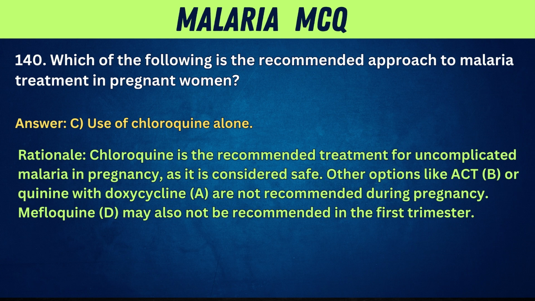Rationale: Chloroquine is the recommended treatment for uncomplicated malaria in pregnancy, as it is considered safe. Other options like ACT, B, or quinine with doxycycline, A, are not recommended during pregnancy. Mefloquine, D, may also not be recommended in the first trimester.